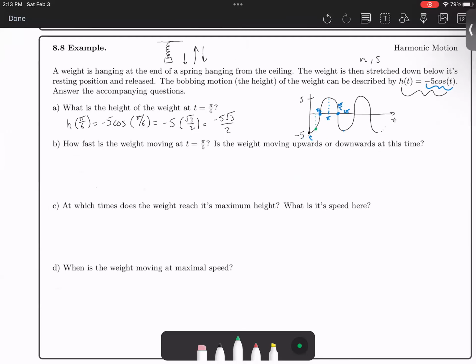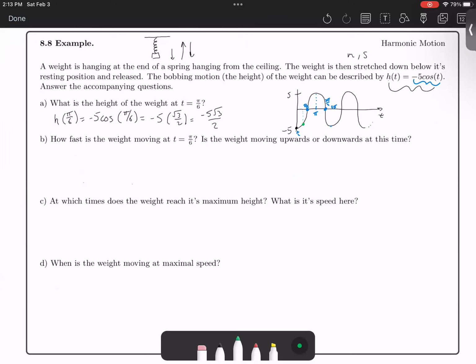All right, B actually brings in the calculus because we need to study how fast the height is changing, or the rate of change of the height. How fast is the weight moving at time is equal to pi over 6? So at the same moment, how fast? What's the slope of that green tangent line over there? So the velocity curve is given to us by the derivative with respect to time of the height function. And if we are going to differentiate -5 cosine t, we get a +5 sine of t.